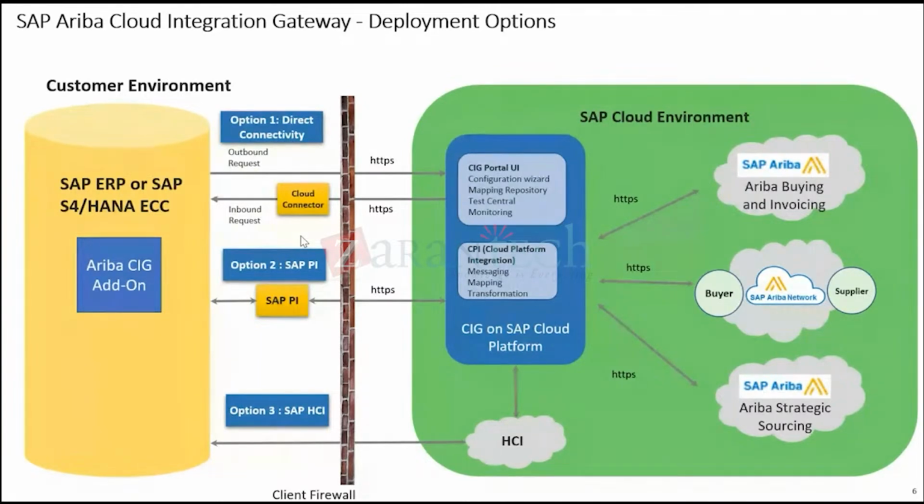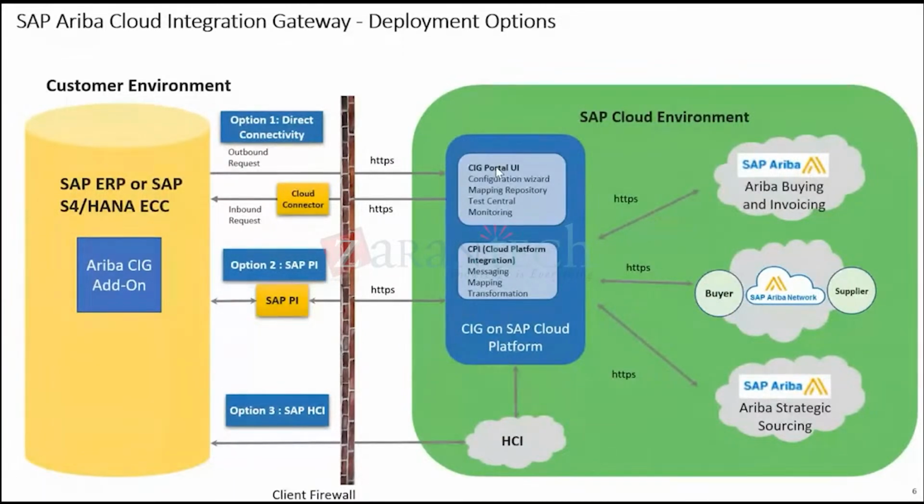These are inbuilt applications, so there is no need to worry about their security, because they are tightly coupled, and there is no such security threat, and they can be easily integrated. So you have to only worry about these ERP to Ariba CIG. In that case, the first option is direct connectivity, in which you have Ariba CIG coming in between your ERP system and Ariba system.